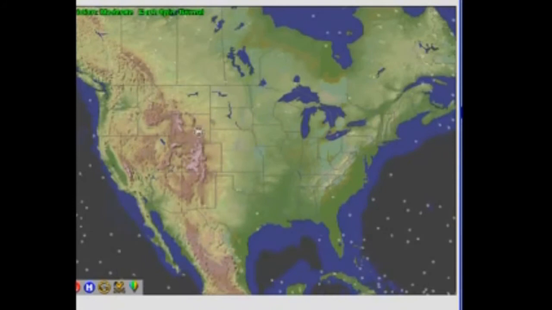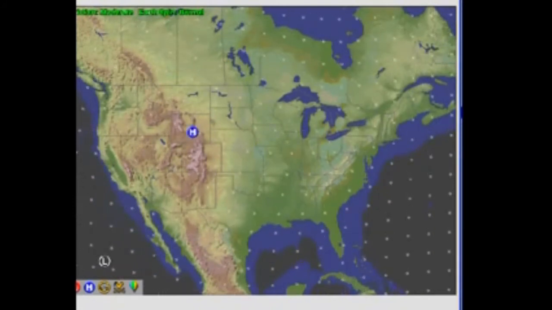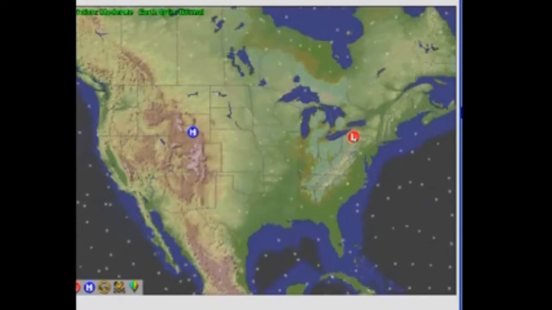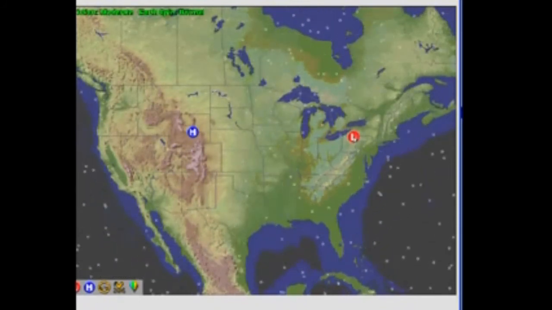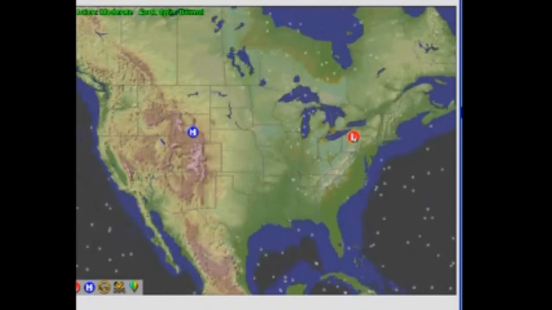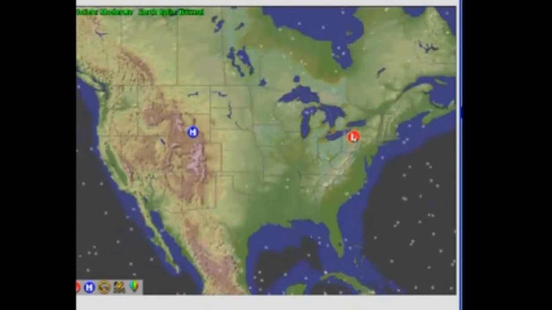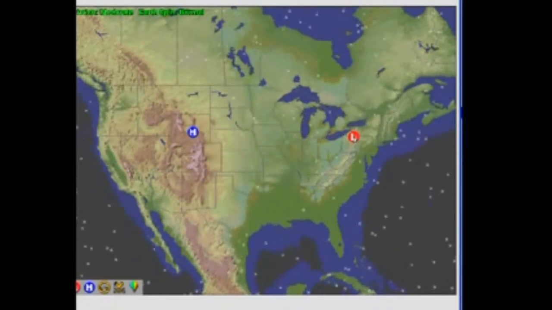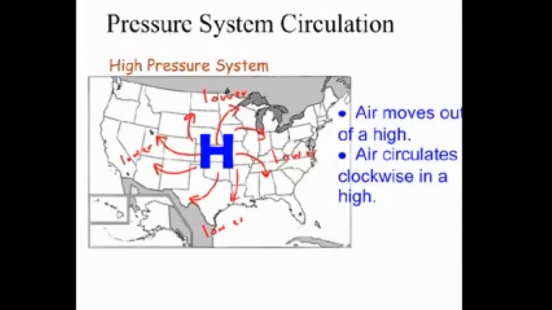And let's put two of them together. There's our high pressure, and we see the air moves out of the high, but into the low. It moves clockwise around the high pressure, counterclockwise around the low pressure. This is not something you need to necessarily memorize, because you could just go back and look at your map. You could draw an H and know that the air moves towards, since it's in the northern hemisphere, is going to curve to the right.